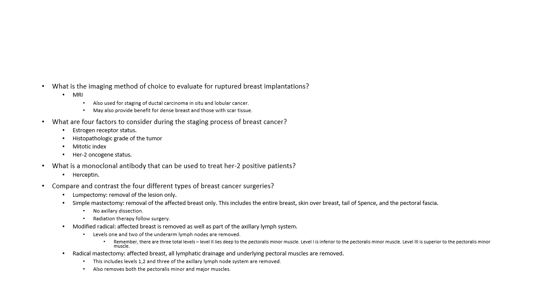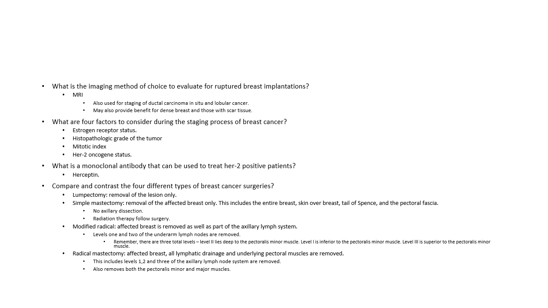So you have lumpectomy, which is the removal of the lesion only. Then you have simple mastectomy, which is the removal of the affected breast only. This includes the entire breast, skin over the breast, the tail of Spence, and the pectoral fascia. This involves no axillary dissection, but it will include radiation following surgery.